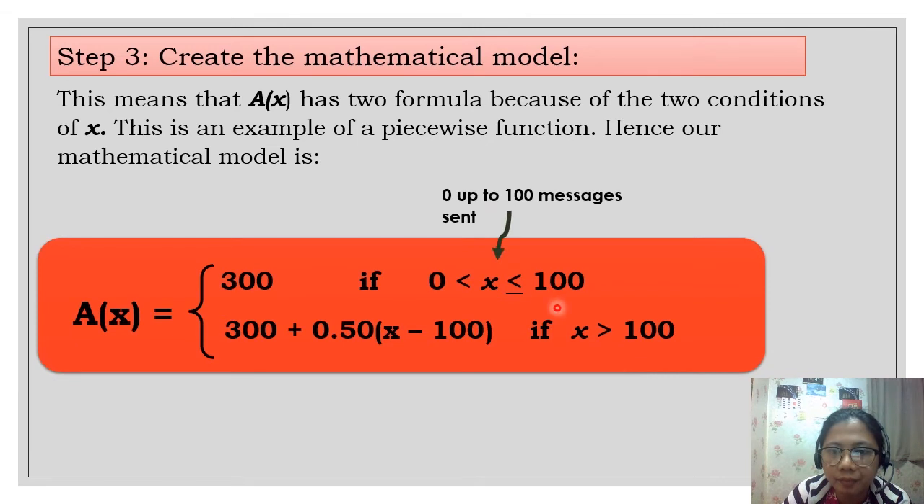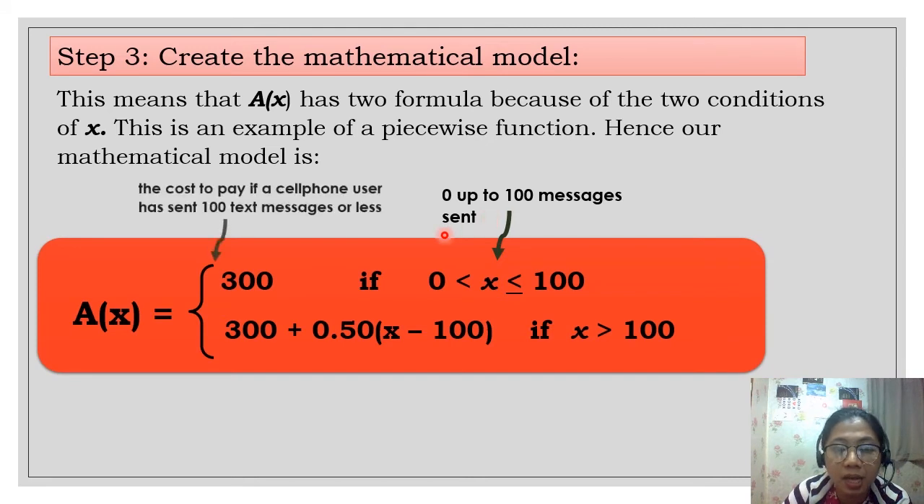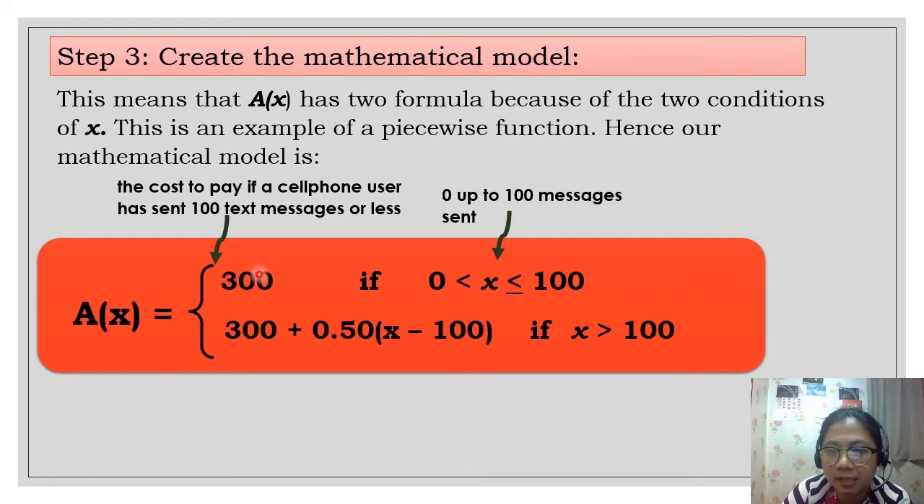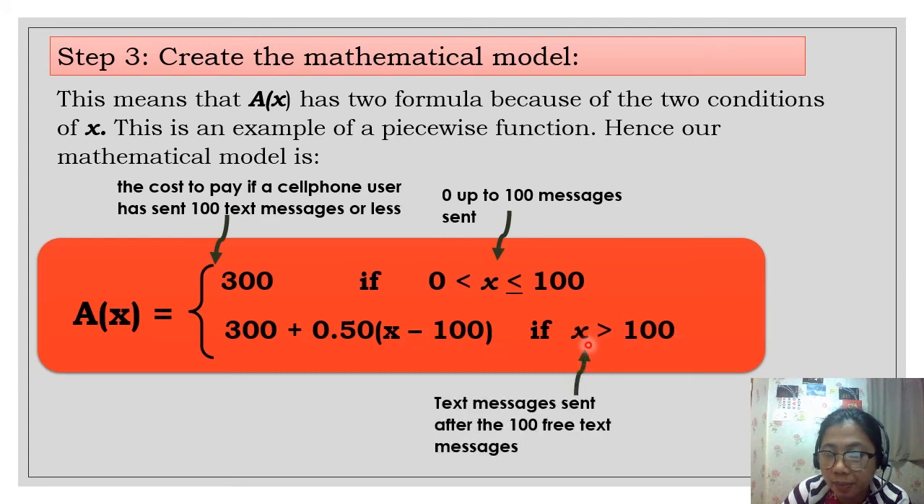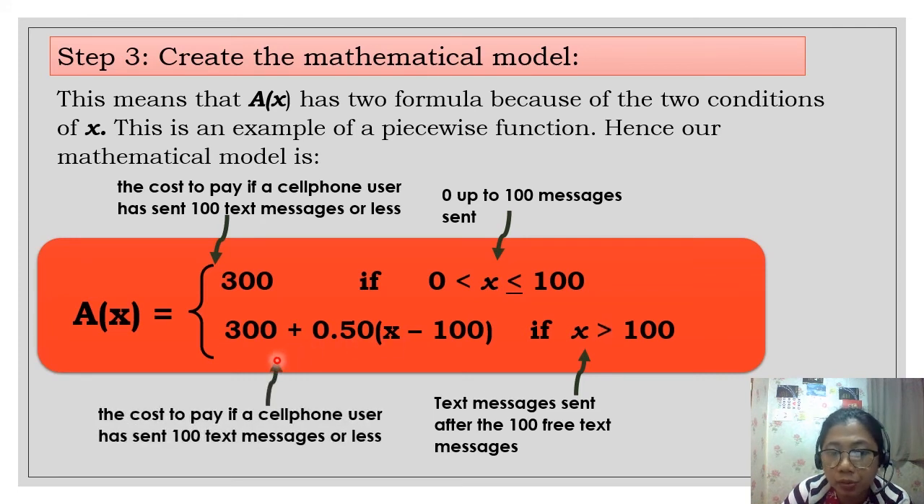X is greater than 0 but is less than or equal to 100 represents 0 to 100 messages sent, which actually costs 300 pesos. If you have sent more than 100 messages, then we will use the second formula. Because x is greater than or equal to 100, this represents the text messages sent after 100 free text messages, or more than 100 free text messages. And the formula to use will be 300 plus 0.50 times x minus 100.